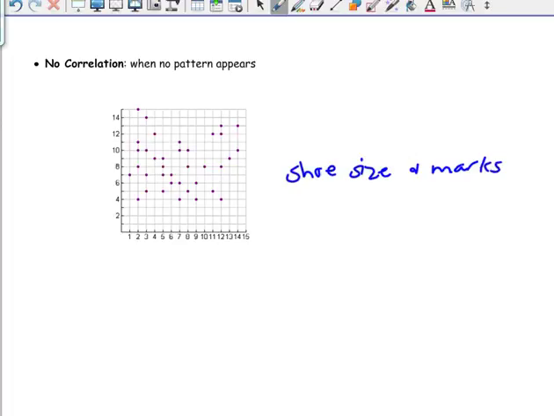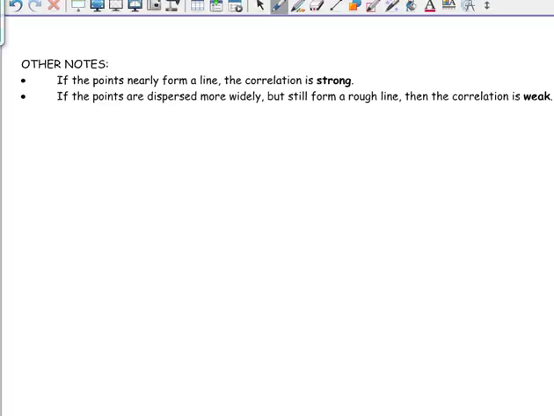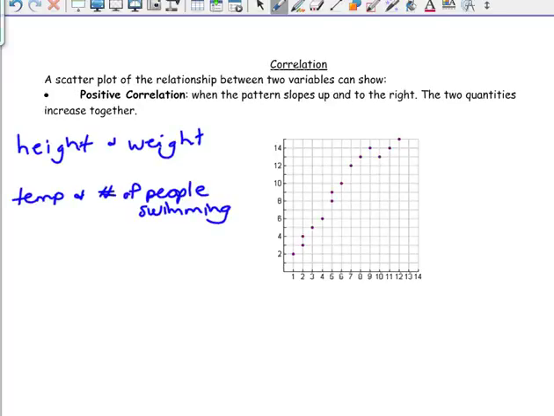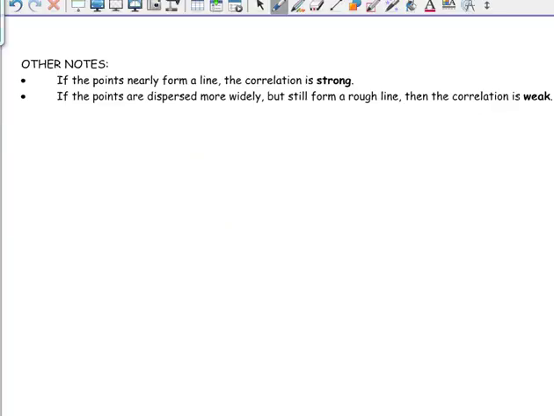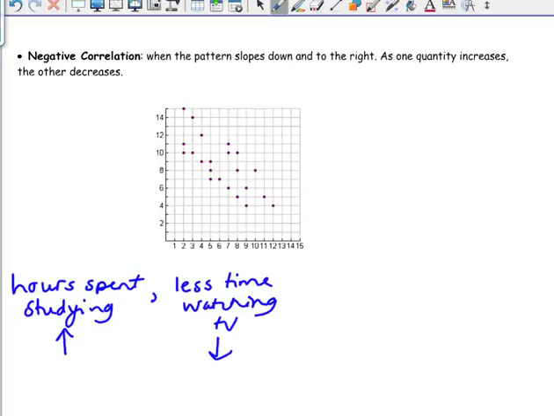A couple other things just to note here. With correlation, if the dots are really close together and they form almost a line, we're going to say they have strong correlation. So this first example, the one with positive correlation, these dots are very close together. We would call that strong positive. If the dots aren't really close, they still form a line, but they're not super close, we're going to say that it has weak correlation. And in this example of the negative correlation, the dots are more spread out. I wouldn't say this is super weak, but it's certainly weaker than the first one, so we might call this a weak negative correlation.